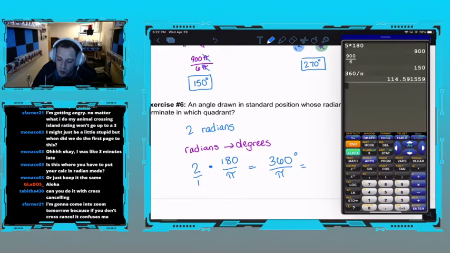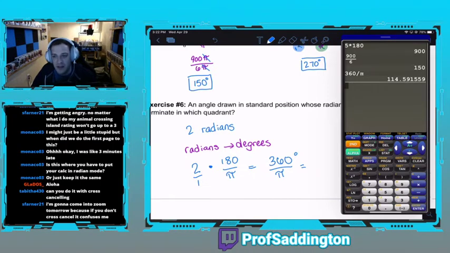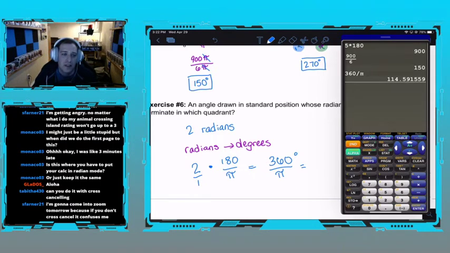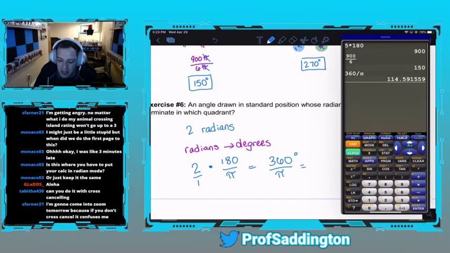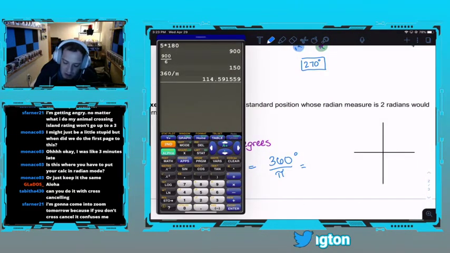and it's going to come out to be 114.591559, and it's going to go on forever and ever. So we're just going to estimate. I can't say it's equal to. I don't know if you recall in geometry, when you estimate, you have to draw a little squiggly equal sign. That's about 115 degrees.